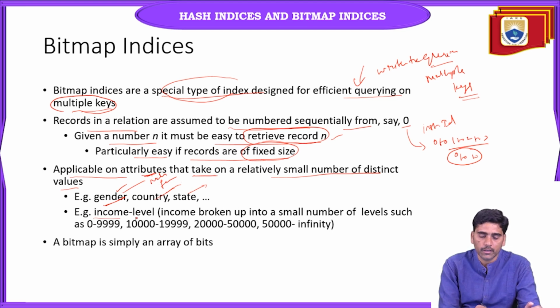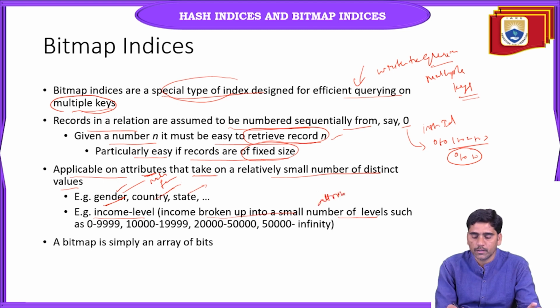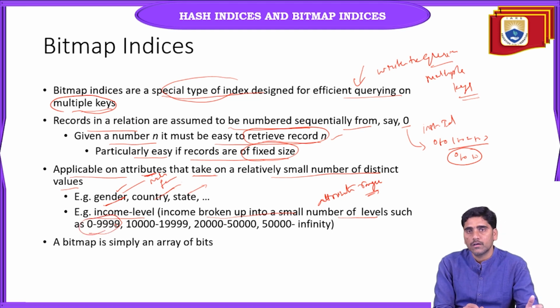Another example is income level, where income is broken up into a small number of levels, so ranges of the attribute. Attribute ranges are also given. Here we can create the indexes for 0 to 9999, 10,000 to 19999. That means the indexes are created for the frequency of the ranges.